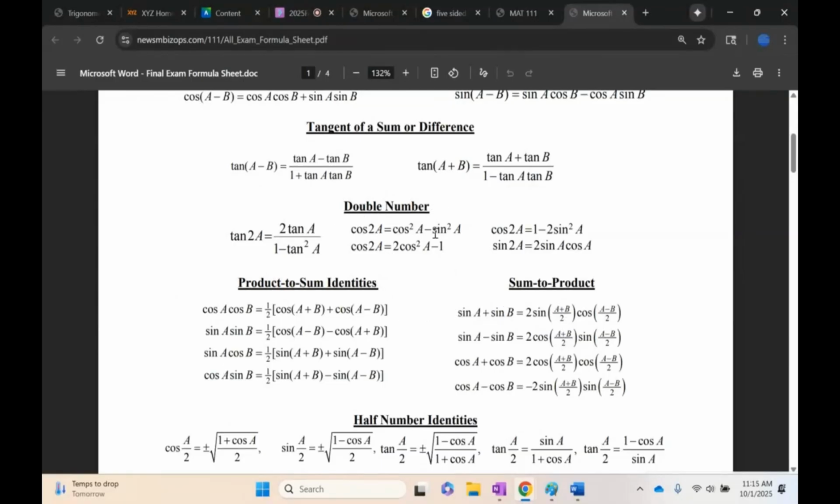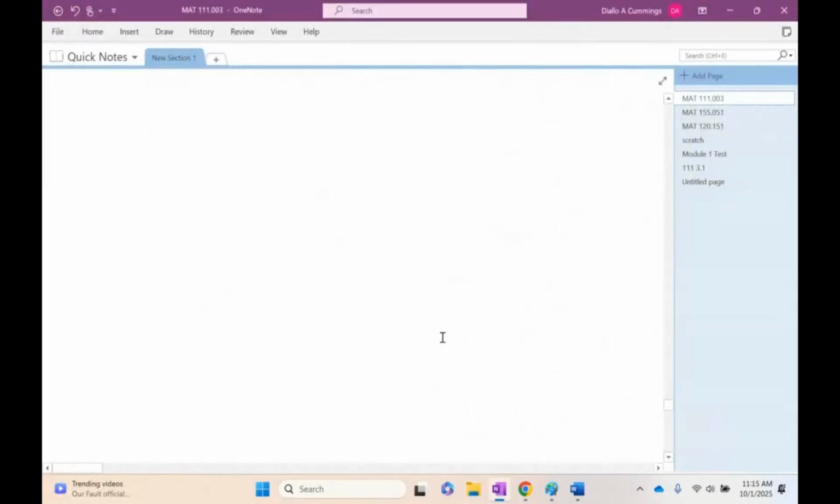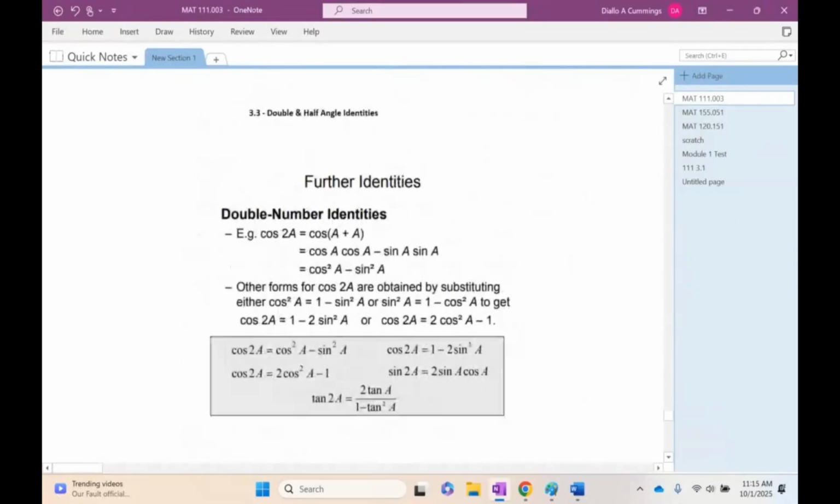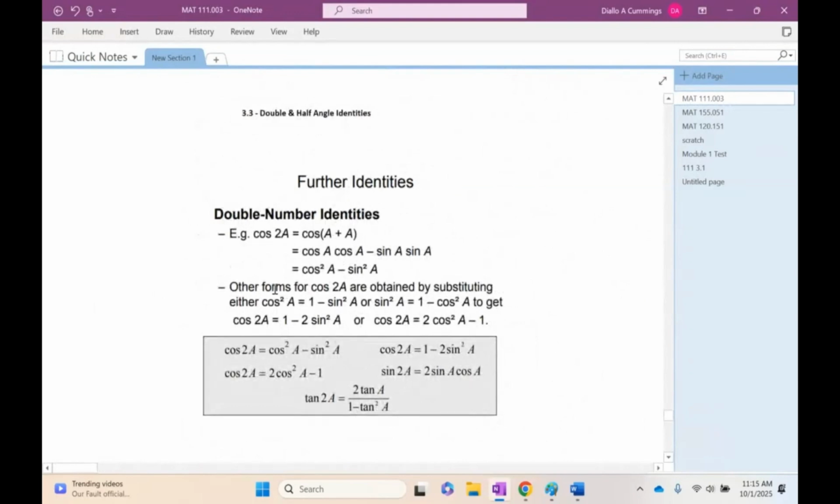Today we're going to talk about the double number identities, and these are read as the double number for cosine. And you'll notice that there's actually three formulas to choose from. There is a double angle for sine and a double angle for tangent. I'm going to go back to the notes for today, and on the very first page, even though it's not a proof course, this is how some of these formulas are derived. For example, the formula for the double number for cosine.